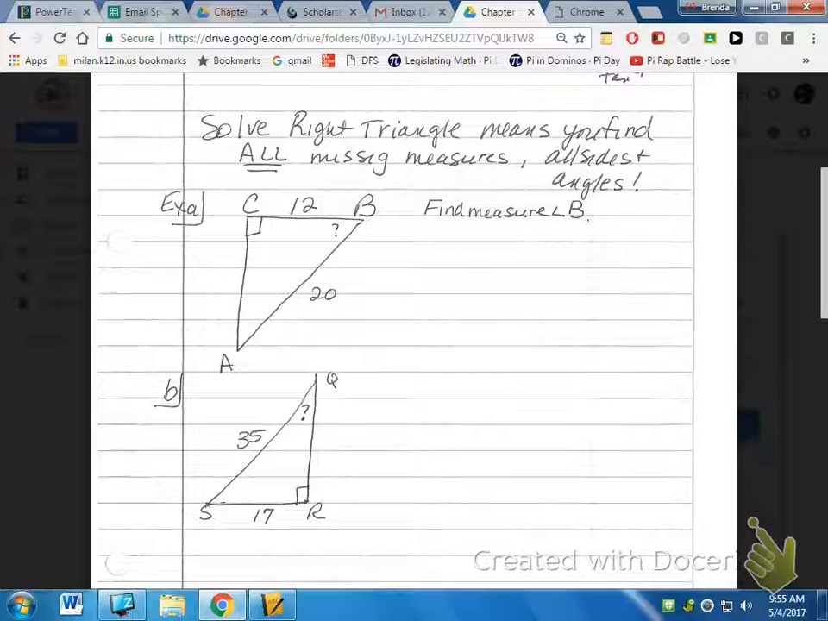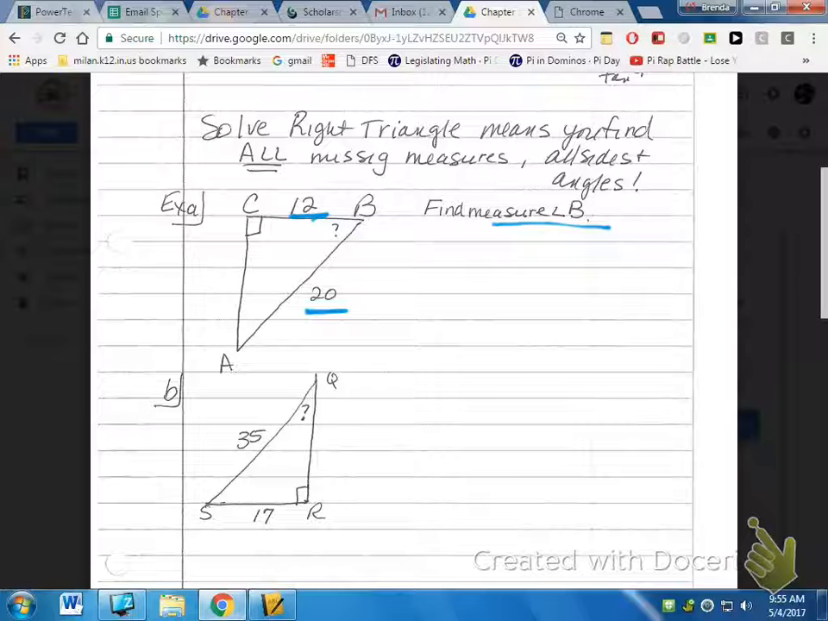Okay, so let's look at example A. Triangle ABC. Of course, it shows you the C is the right angle. It shows you the hypotenuse is 20. And it shows this side is 12. Can anybody tell me what letter that would be? 12 is little a. Yep. And the angle that it wants us to find is angle B.